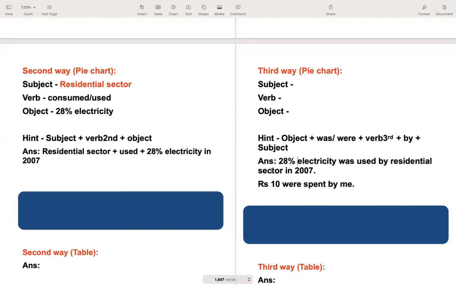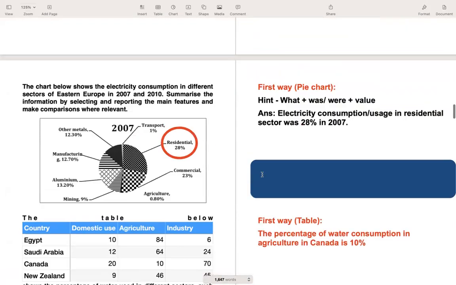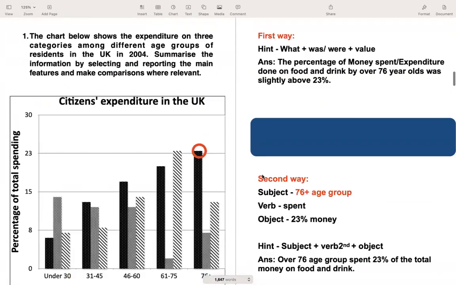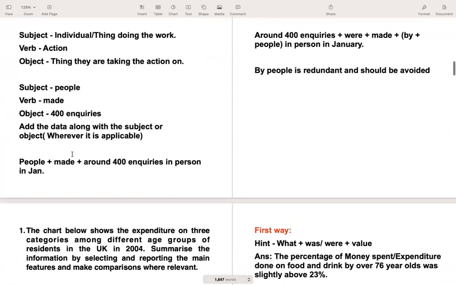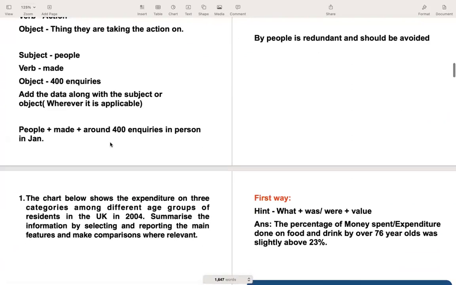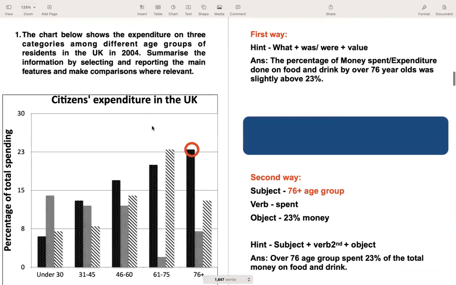It depends. See, what I want to tell you here is, I missed that instruction. Okay, we'll make that. We add the data either with the subject or the object, wherever it is applicable. I'll tell you what I mean by that. Okay, here, it's the percentage of what? Tell me.